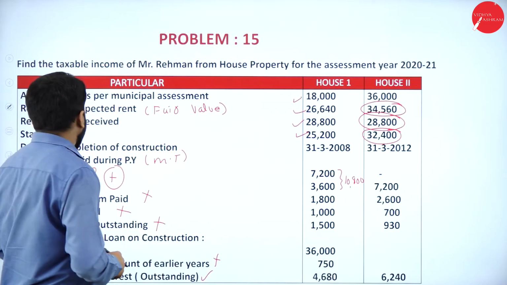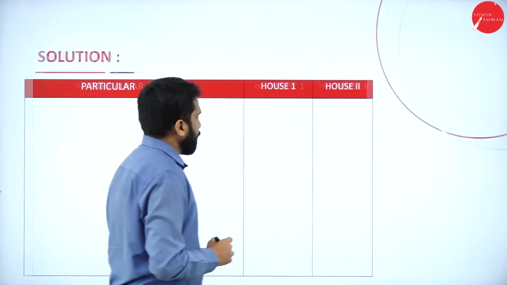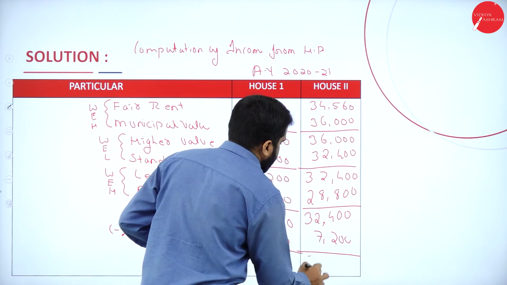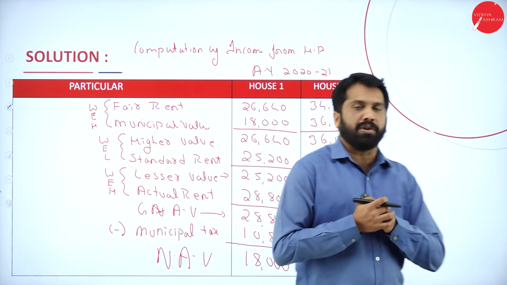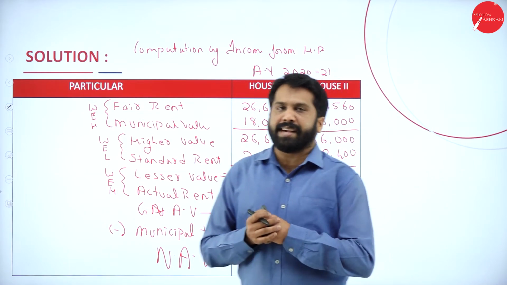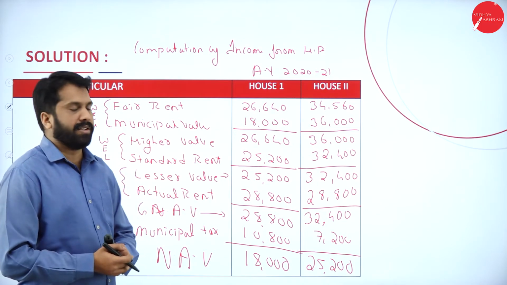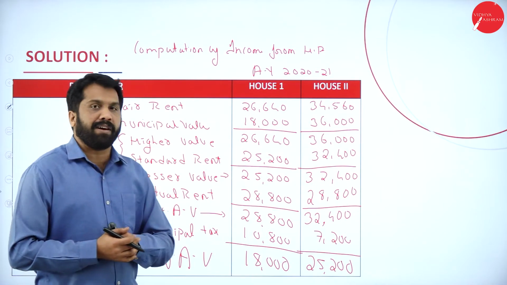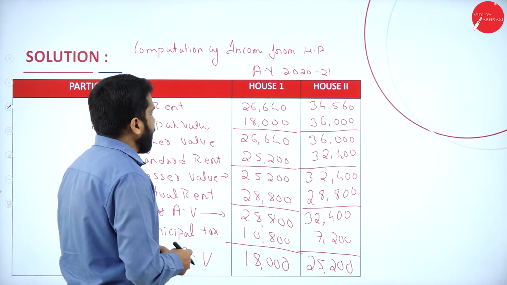Now, what is your municipal tax paid? Only 7,200. Your answer will be 25,200. This is all about your answer. You got net annual value for house 1 and net annual value for house 2 also. Clear? Yes, good. Now we are done with this, 18,000 along with 25,200. Clear? Yes. Now I'll go to the next slide.